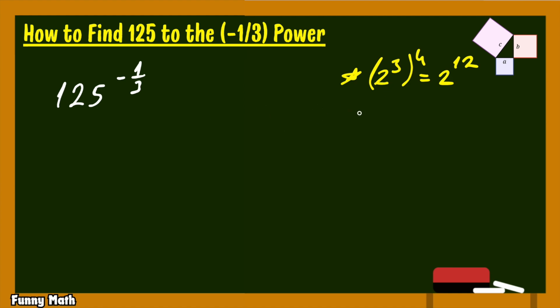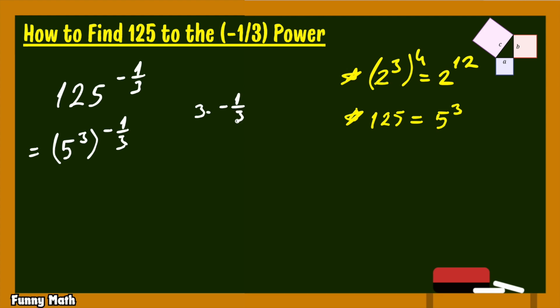Our second rule is that we can write a number as an exponent. If you write 125 as an exponent, it becomes 5 to the power of 3. Here we apply our first rule, 3 times minus 1 over 3. The result of this operation is negative 1.